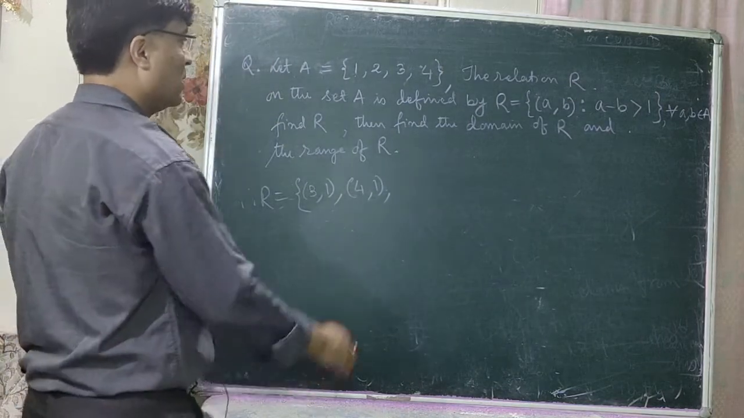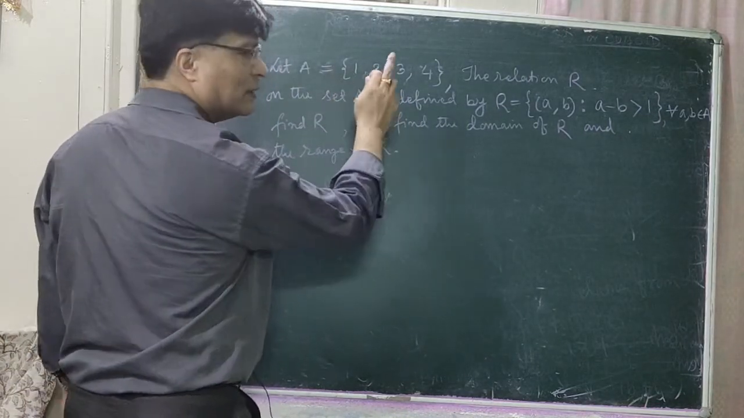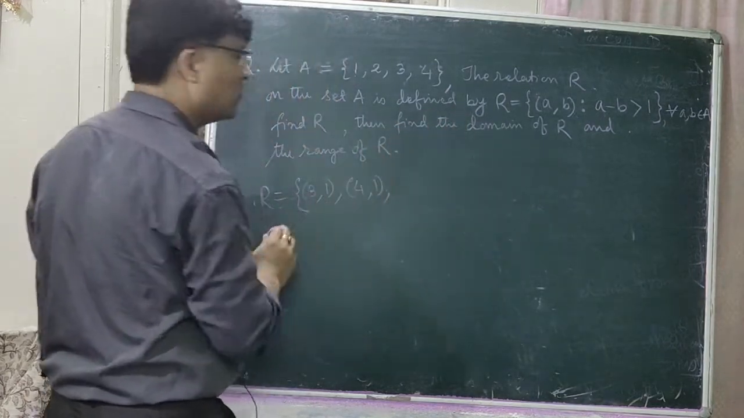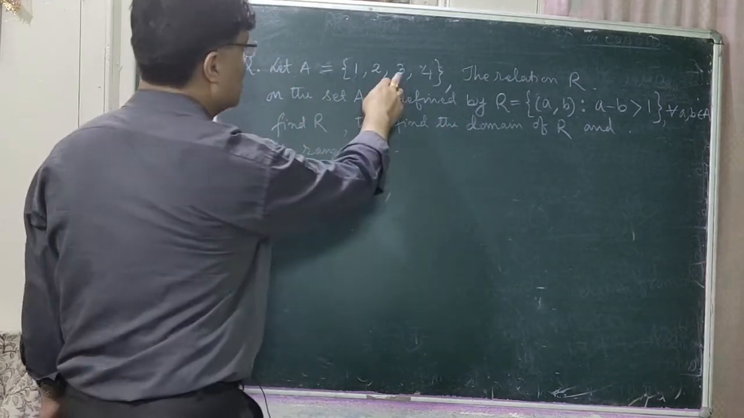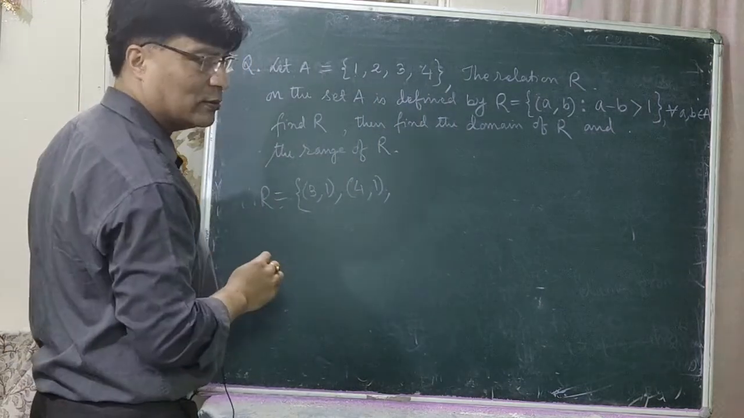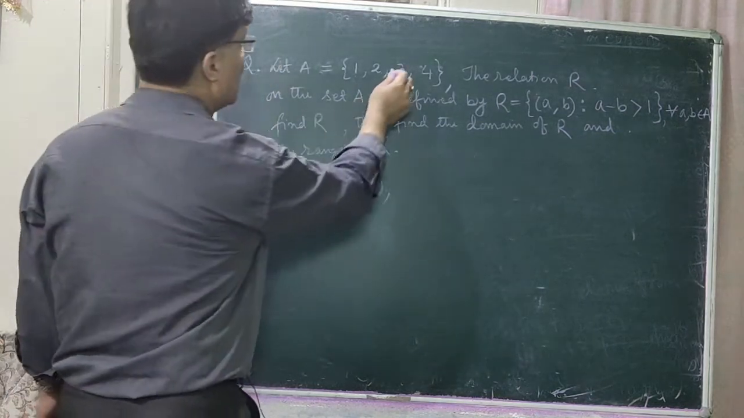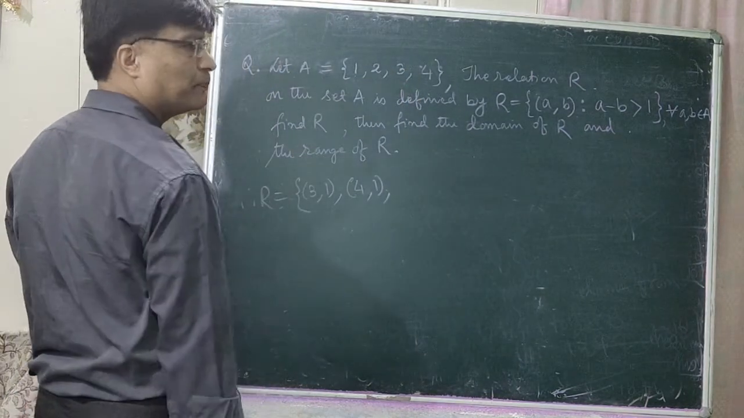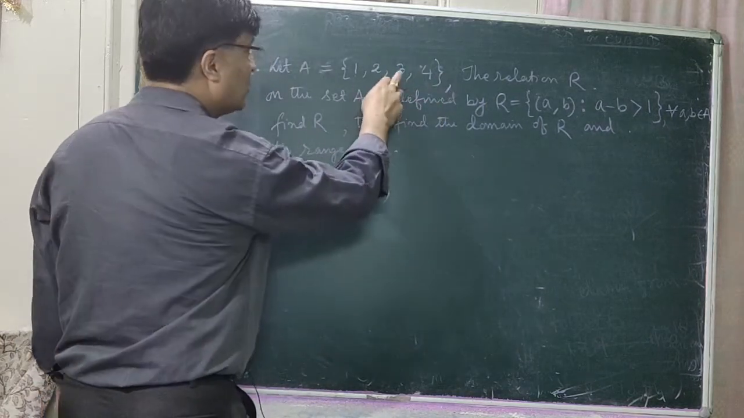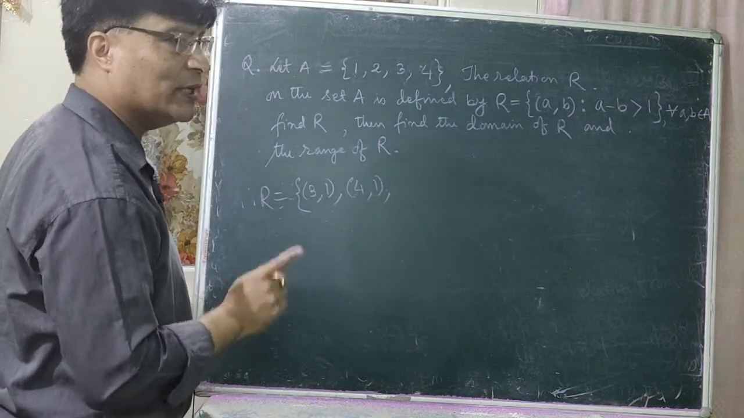So I think you have understood it. Okay. So we have taken here 2 minus 1 is 1. You cannot take this one because 1 is not greater than 1. So (3, 1): 3 minus 1 is 2, that is 2 is greater than 1. 4 minus 1, 3 is greater than 1. Okay. Next, what will you take? 3 minus 2. What is this? 3 minus 2 is 1, isn't it?